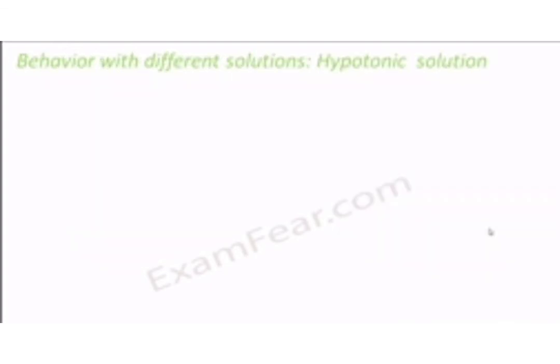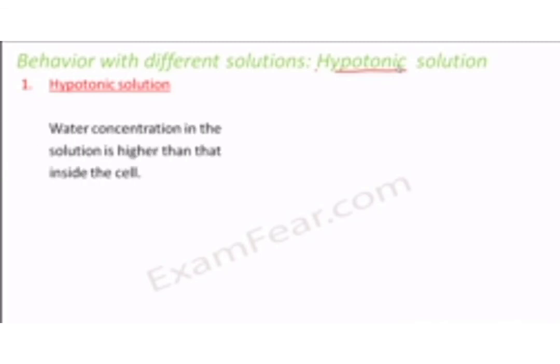Now we will look at the behavior of a cell with different types of solutions. What do I mean by different types of solution? Here we will see what happens if the cell is put into a solution with lower concentration or with a solution with higher concentration. So first we'll talk about a hypotonic solution. What is a hypotonic solution? A solution where the water concentration is higher than that inside the cell. That solution has a lot of water, so the water is more in the solution than inside the cell.